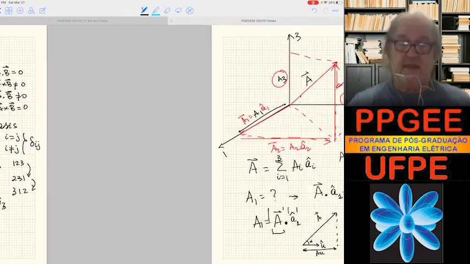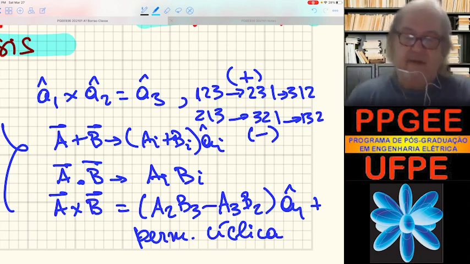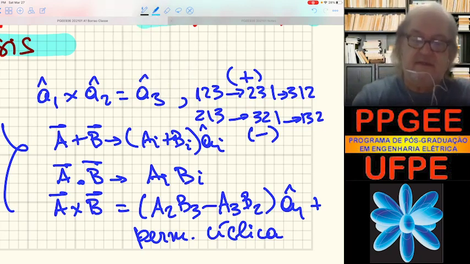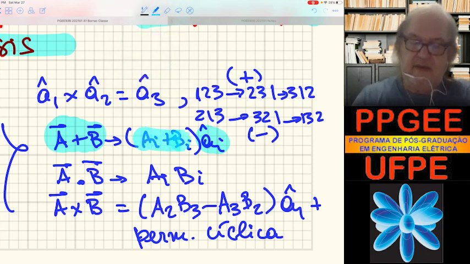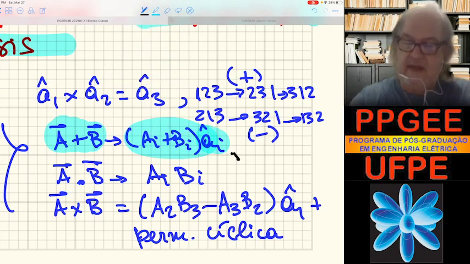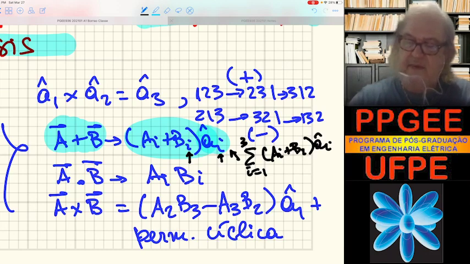And why is this good? Well, what happens? You are going to simply sum different vectors. You just decompose each vector in the same basis. And A plus B is going to be the sum of the projections times the corresponding versor. So in this notation here, we are using the convention that repeated indices mean sum. So this in fact means the sum between 1 and 3 of the projections Ai plus Bi times ai. To drop the summation symbol, it's just going to simplify things, okay?